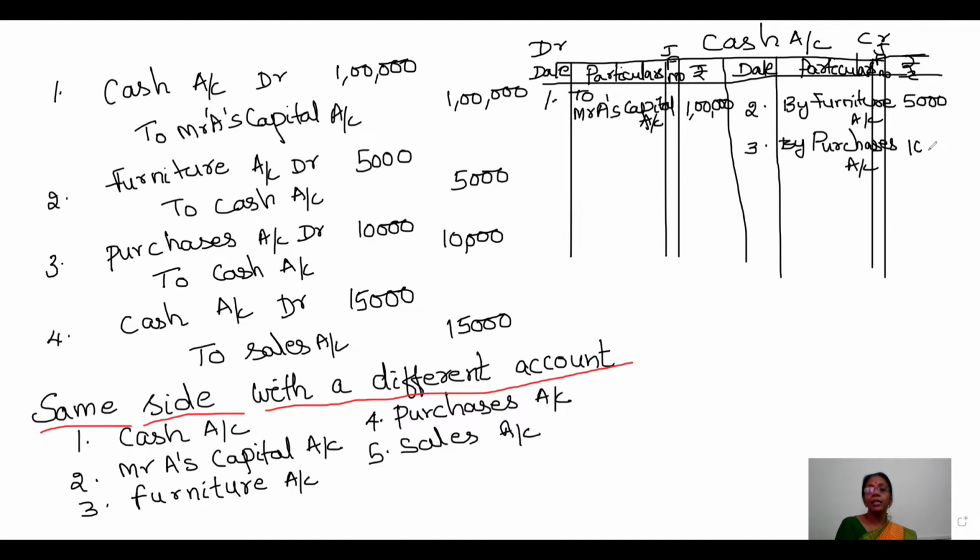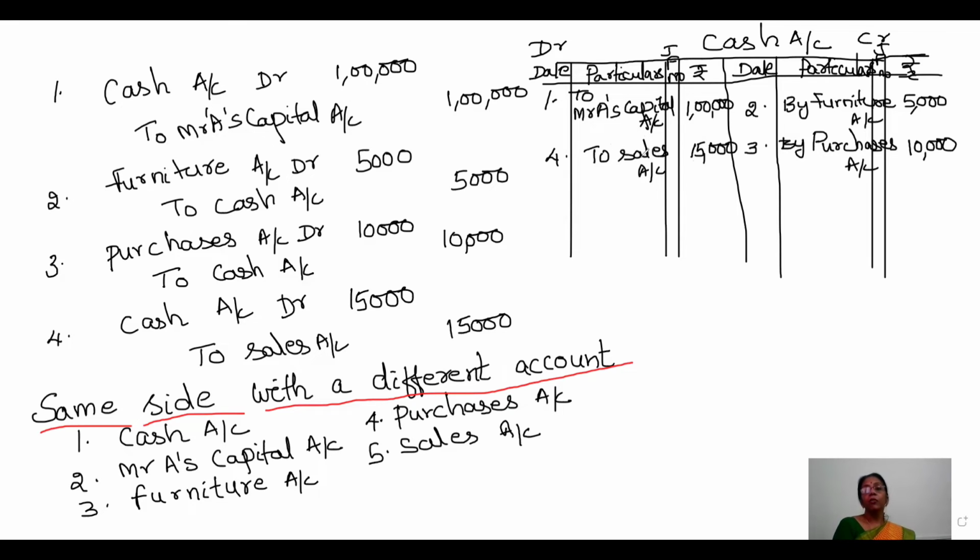You may have to write it as by purchases account. Now let's go to the fourth one. This time, the cash account is on the debit side. So my posting should appear on the debit side of the cash account. And while I write it, I will have to post it as to sales account. So the rule under the ledger posting is same side with a different account.